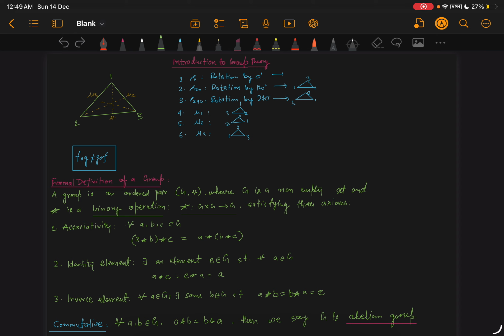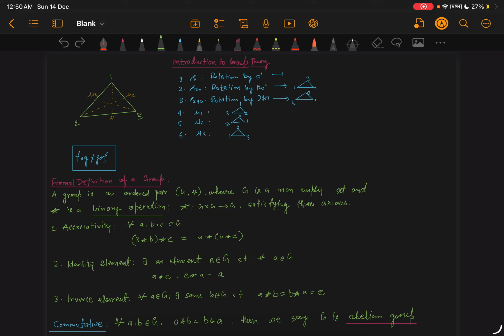So what should be the inverse of these elements? That should be the same thing. For mu1, the inverse is mu1, for mu2, the inverse is mu2, and for mu3, the inverse is mu3. What should be the inverse for rotation by 240 and rotation by 120? For rotation by 120, the inverse element is rotation by 240.